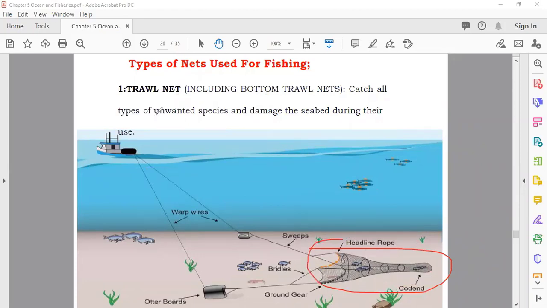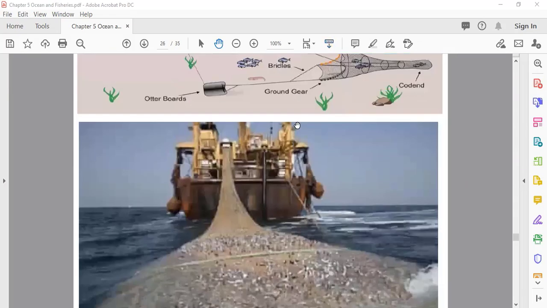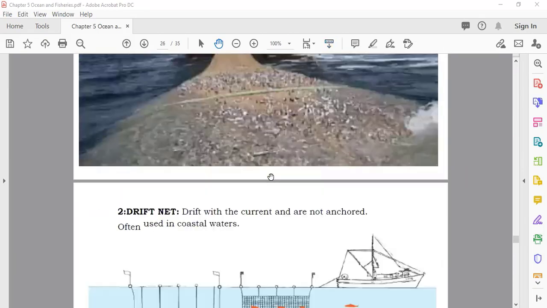Number two, what are the advantages and disadvantages. That is the main thing you want. Okay. And this is a real diagram of this one.